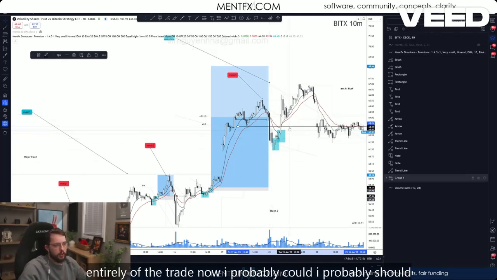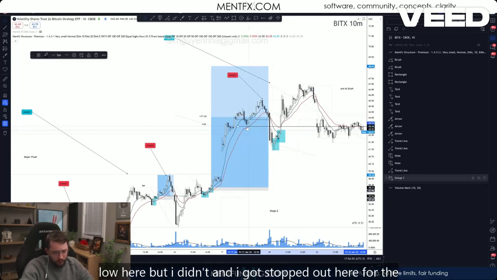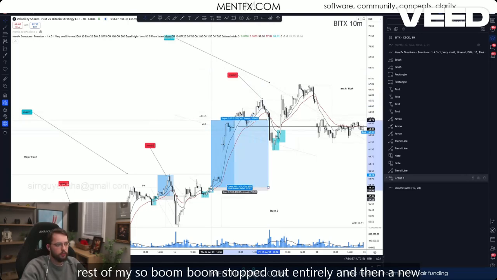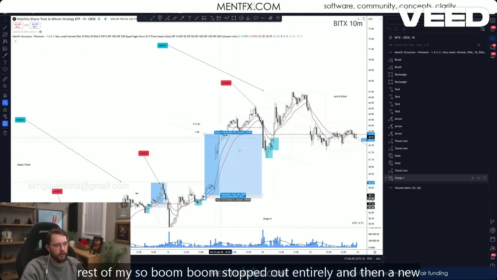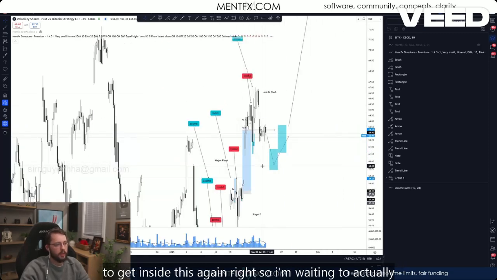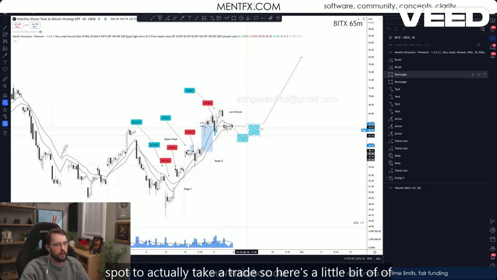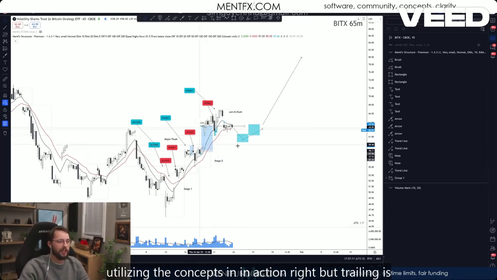Now I probably should have moved it even higher up. Like I could use this higher low here, but I didn't. And I got stopped out here for the rest of my position. So boom, boom, stopped out entirely. And then a new little move started, now it's down here, and I'm actually waiting to get inside this again, right? So I'm waiting to actually take a trade on this because, well, I think we're in a good spot to actually take a trade. Right? So here's a little bit of utilizing the concepts in action, right?